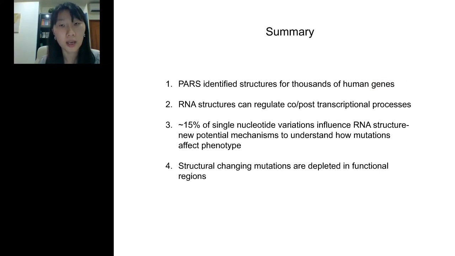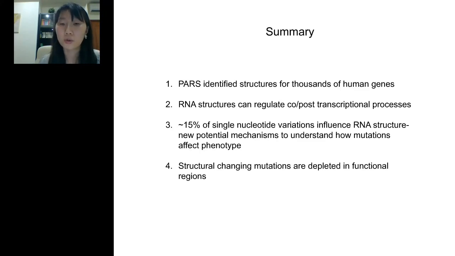So in summary, we utilized PARS to identify structures for thousands of human genes, and we identified certain structural features that are specific to co- or post-transcriptional processes such as splicing and microRNA gene regulation. We are able to see that there is an increase in accessibility that is a feature of true microRNA binding sites. And this accessibility is important for microRNAs to be able to repress their gene targets.